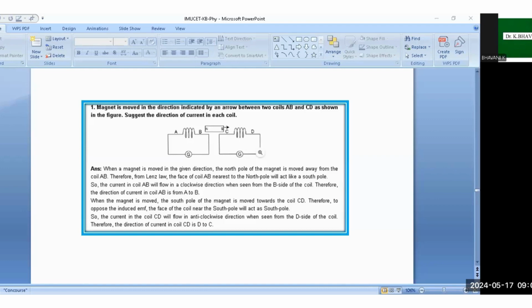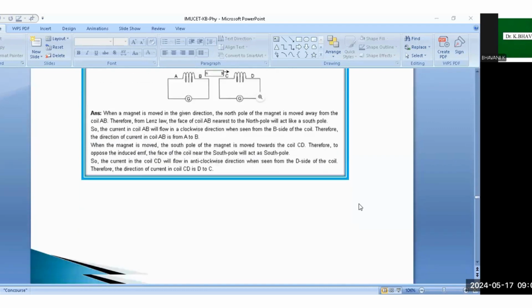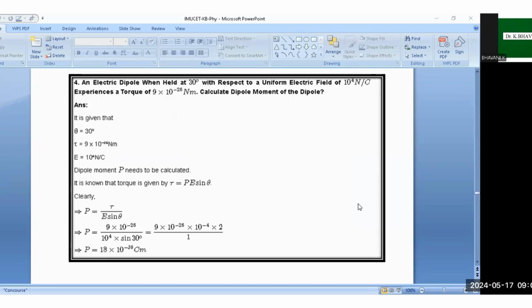Next, an electric dipole, when held at 30 degrees with respect to a uniform electric field of 10 power 4 Newton per Coulomb, experiences a torque of 9 into 10 power 26. Calculate the dipole moment of the dipole.